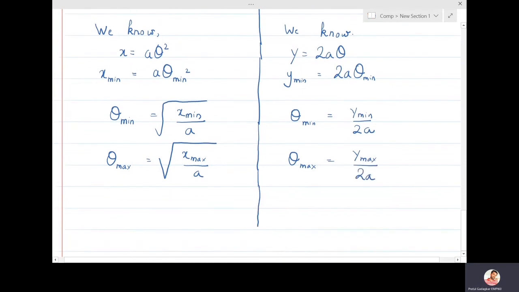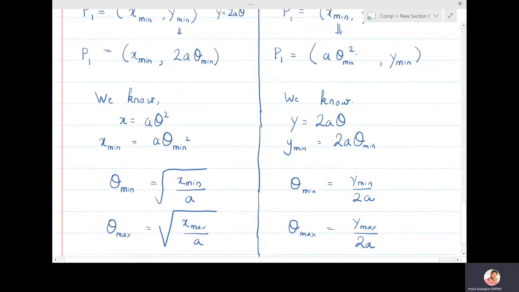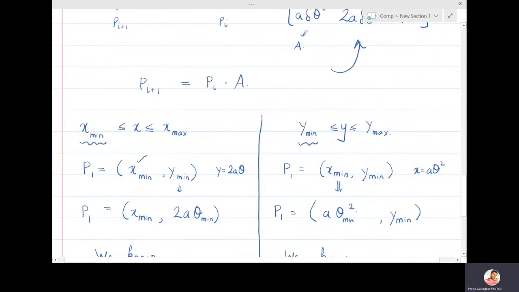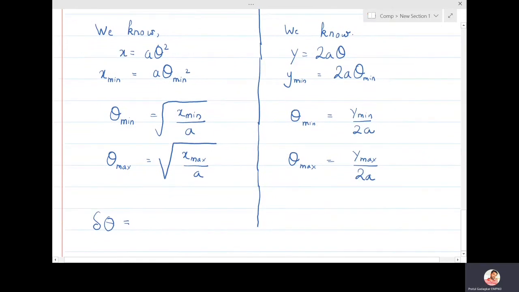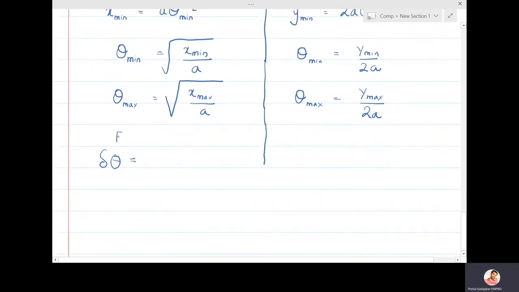These two values of theta min and theta max will give me the value of delta theta. This delta theta we will need in the computation of the matrix. This is the reason we are looking for delta theta. To find delta theta, we must find theta min and theta max. Now we know that this parabolic arc is an open arc and we want to generate n points. So for n points, we will divide it by n minus 1 as done in the previous parts. So this delta theta will be given by theta max minus theta min upon n minus 1.